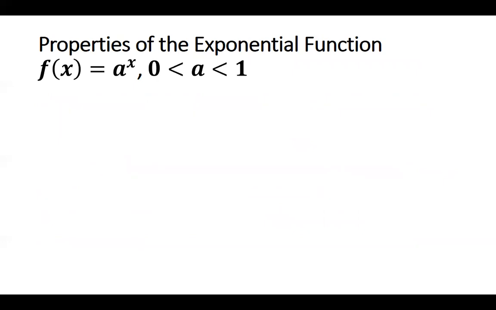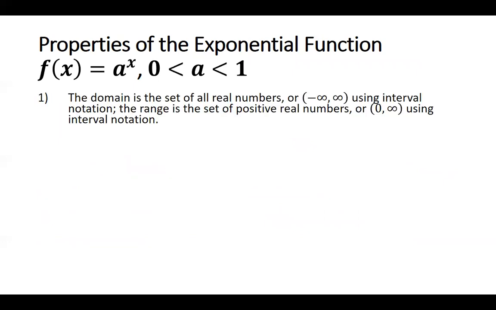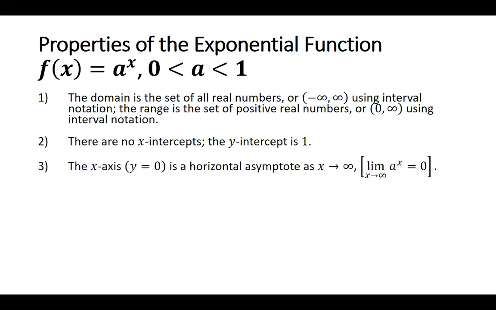Well, how does this change if a is between 0 and 1? The domain is the set of all real numbers from negative infinity to positive infinity. The range is the set of positive real numbers from 0 to infinity. There are no x-intercepts. The y-intercept is 1. So far, this seems the same. So what's different here? The x-axis, y equals 0, is a horizontal asymptote as x approaches infinity.